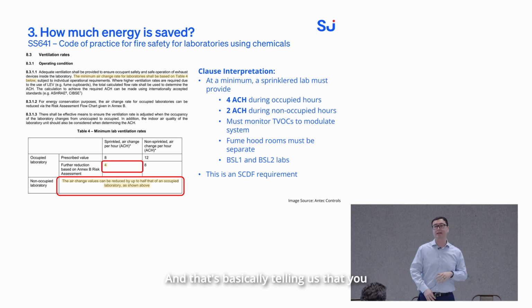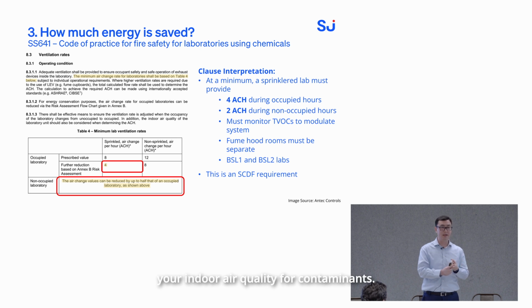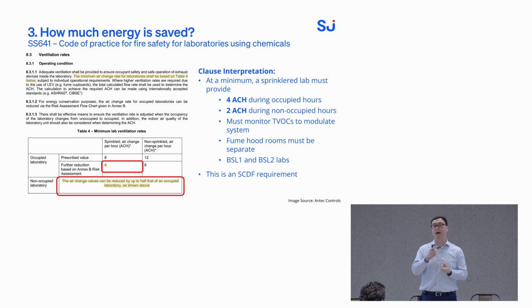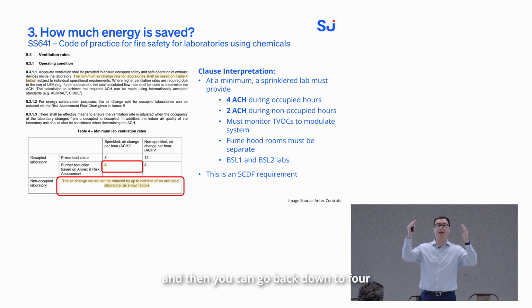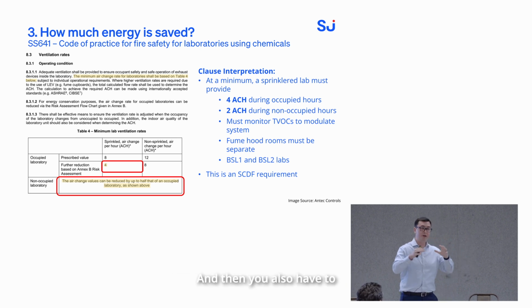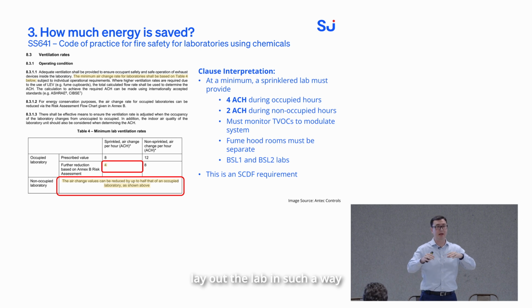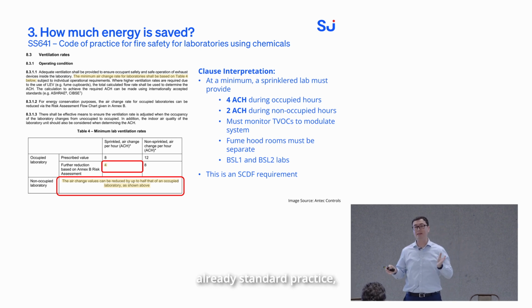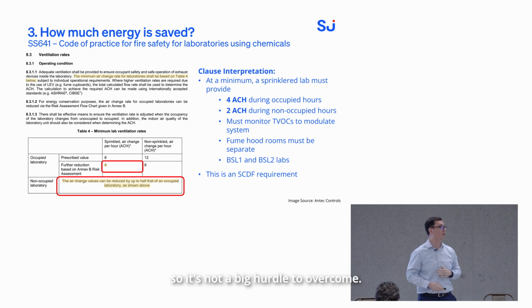That's basically telling us that you have to continuously monitor your indoor air quality for contaminants. And the system has to be able to control the air change rate. So if there's a spike, then it goes up to 8, and then you can go back down to 4 once you've cleared the contaminants. And then you also have to lay out the lab in such a way that your fume hoods are in dedicated rooms, your open labs is a separate room, your biosafety cabinets are in a separate room. That's generally already standard practice, so it's not a big hurdle to overcome.